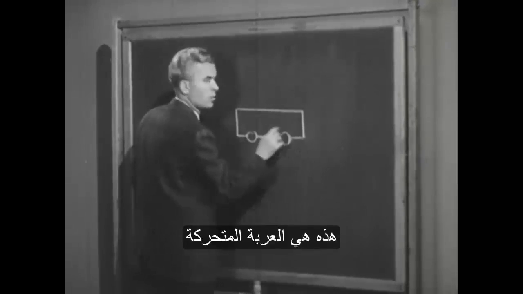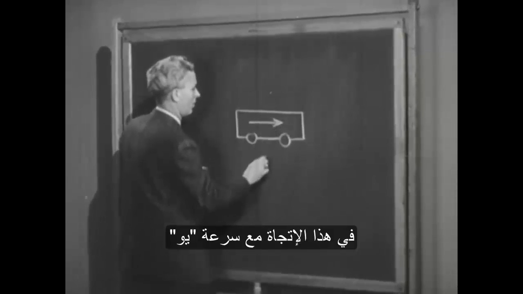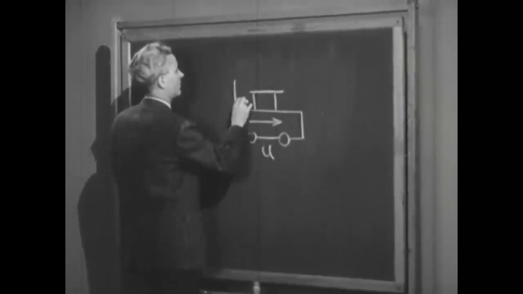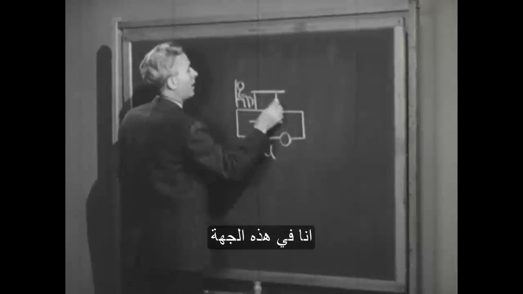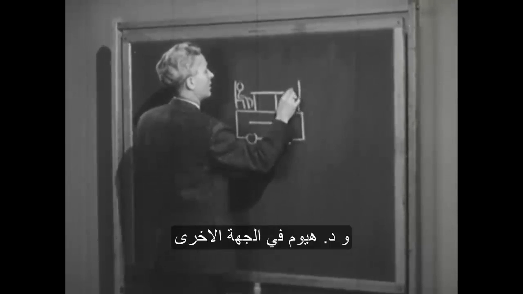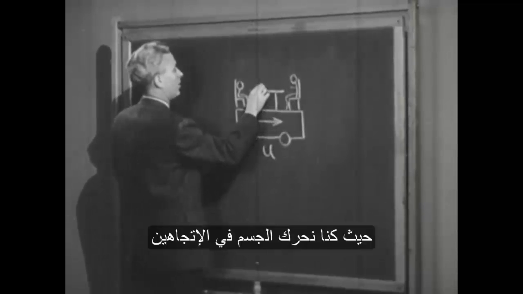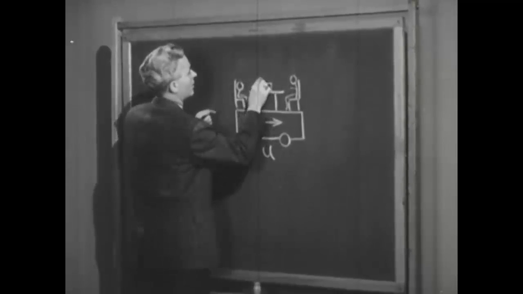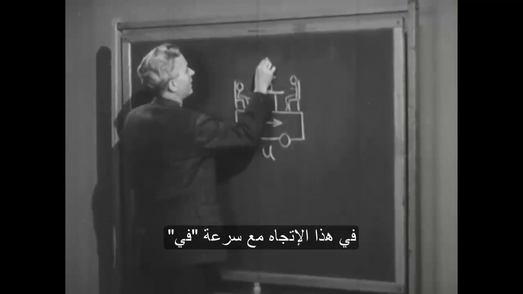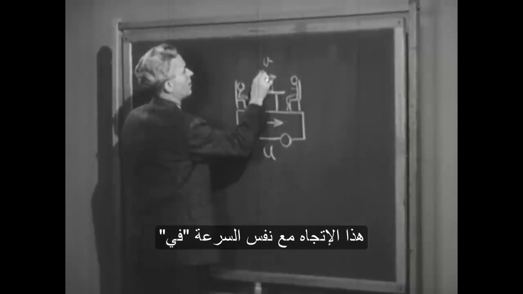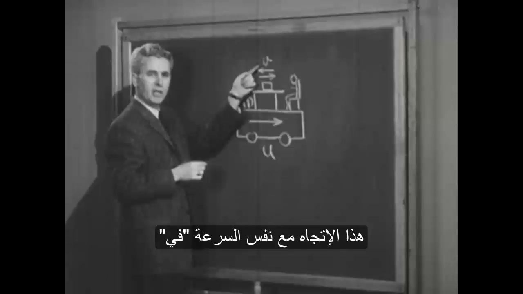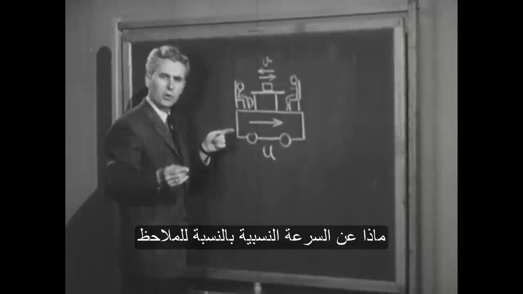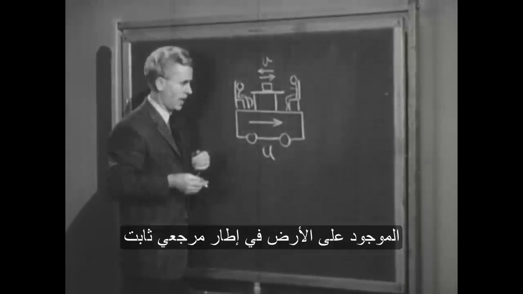Here's the cart, which was moving along in this direction with a velocity u. We were sitting on the cart at a table. Here I am over on this side, and Dr. Hume was on this side, and we were pushing this puck back and forth on the table. When I pushed it, it went in this direction with a velocity v, and when Dr. Hume pushed it, it went in this direction with the same velocity v, but this is the velocity relative to the cart. What about the velocity relative to an observer on the ground in the fixed frame?